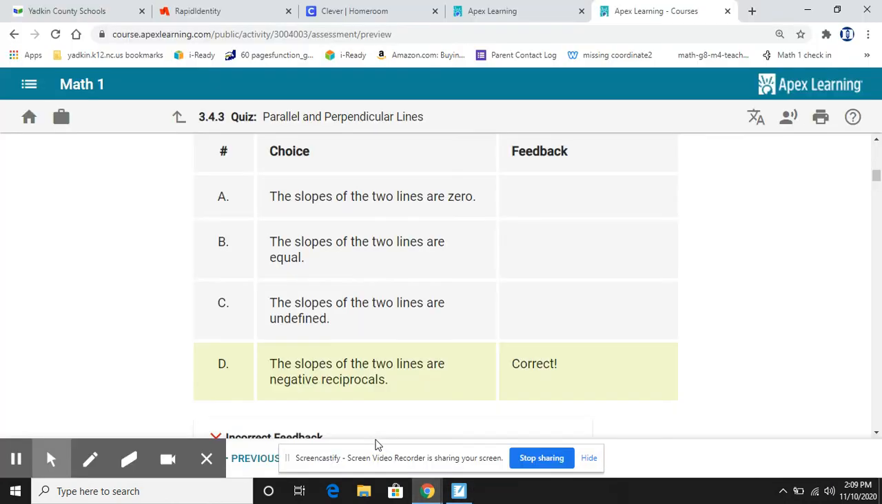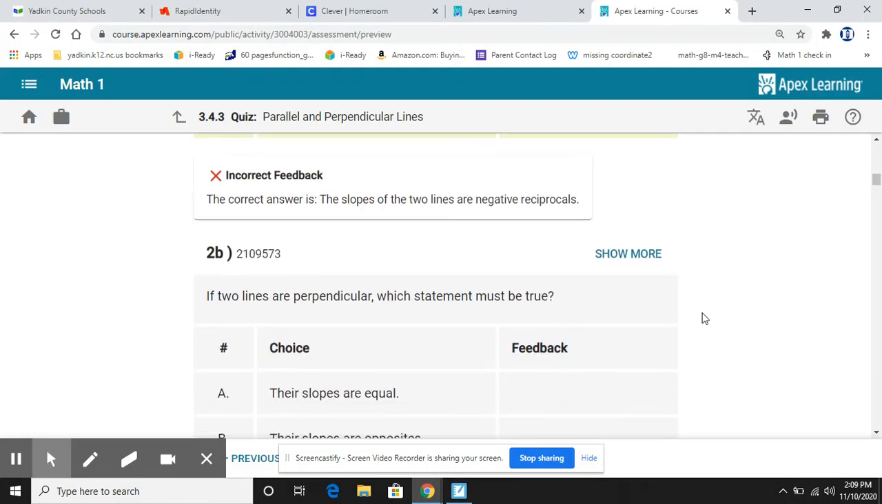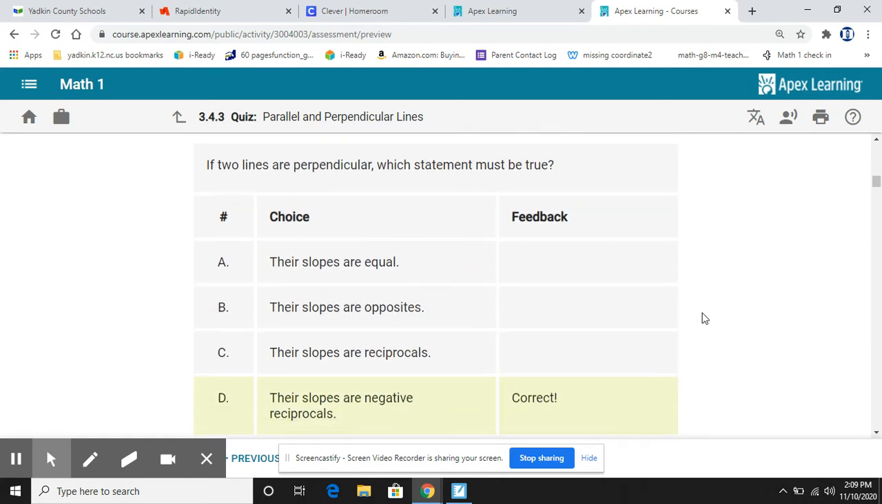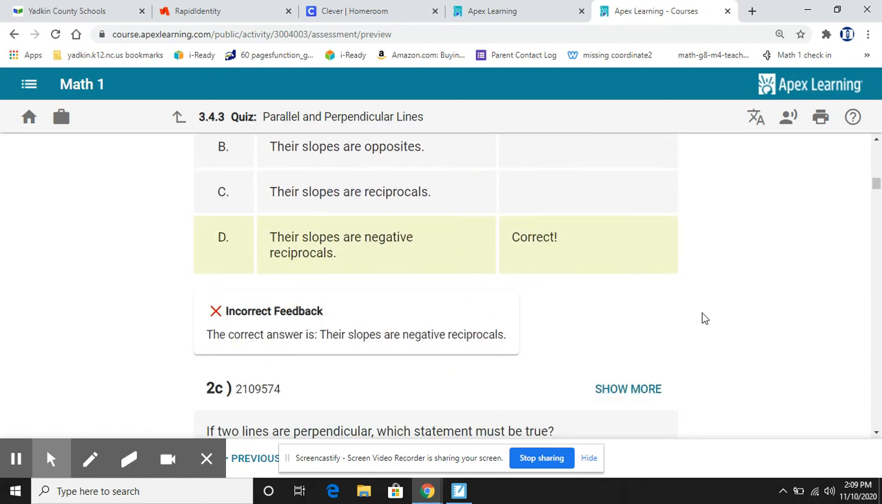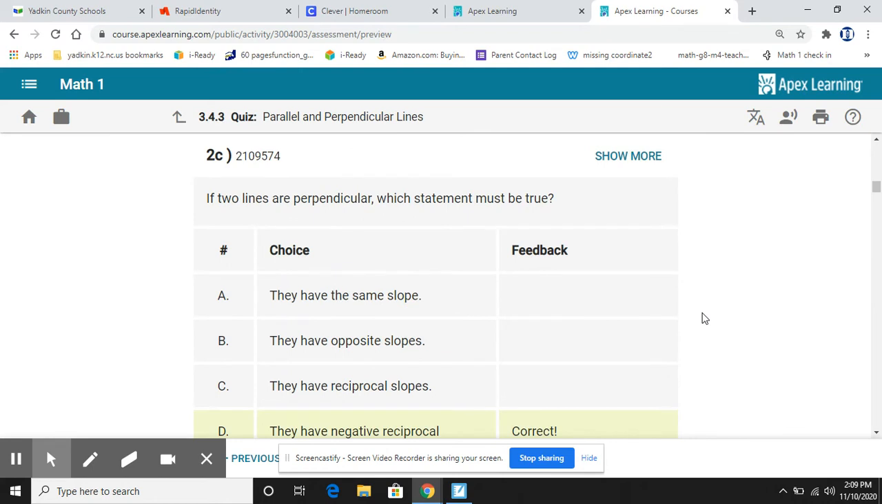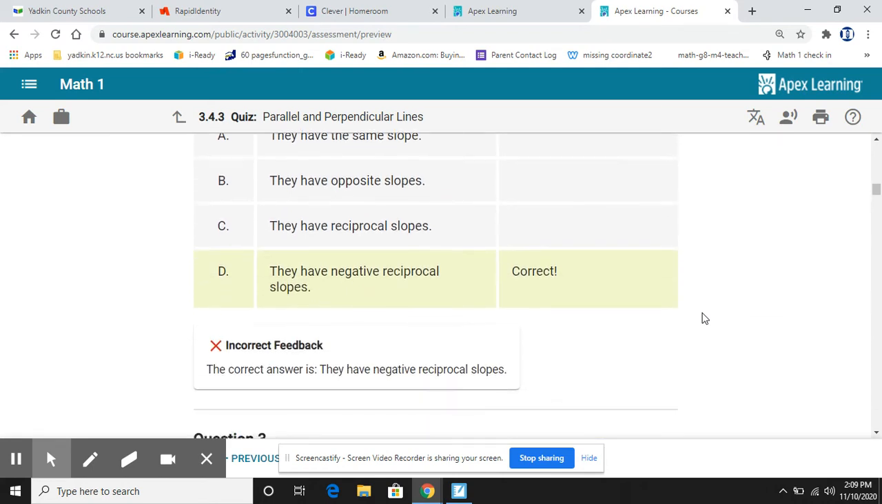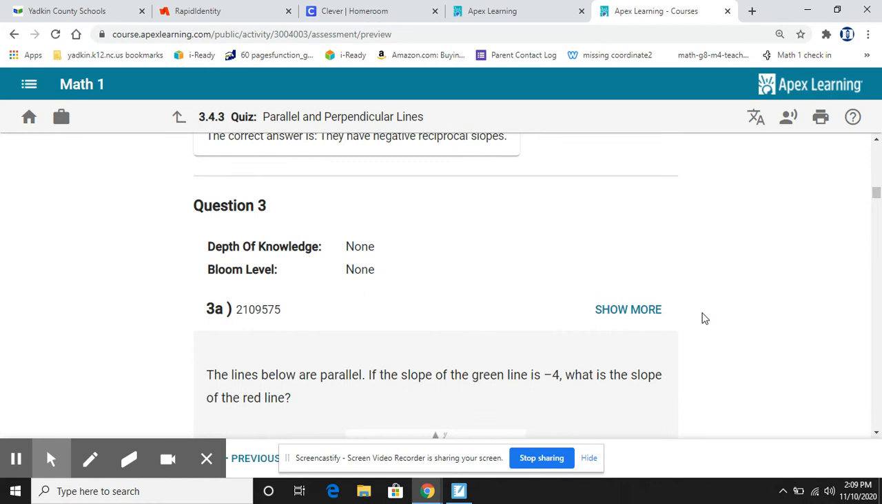So back to the preview here. If two lines are perpendicular, which statement must be true? Their slopes are negative reciprocals. 2C. If two lines are perpendicular, which statement must be true? They have negative reciprocal slopes.